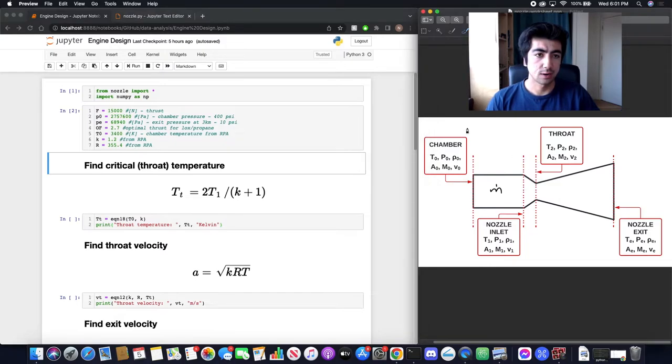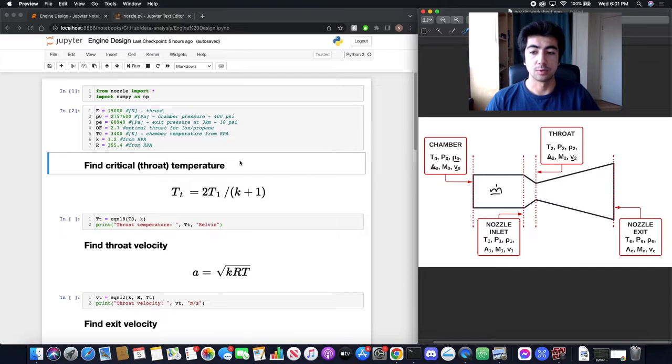Looking at our diagram here, remember what we're trying to do is find all of our areas. To find our areas, we're going to use that mass flow rate equation, which means we need to know our mass flow rate, and we need to know our densities at the different points, as well as the velocity of the gases at the different points. Paired together, we can find our area. So area would be that missing unknown in the mass flow rate equation.